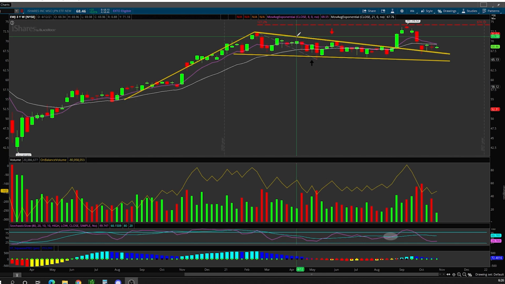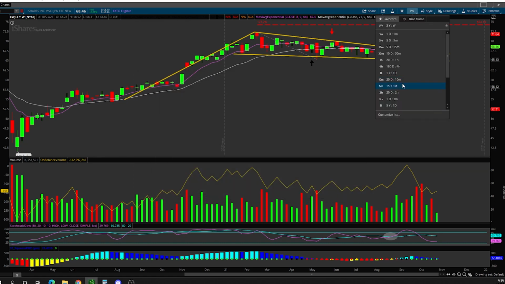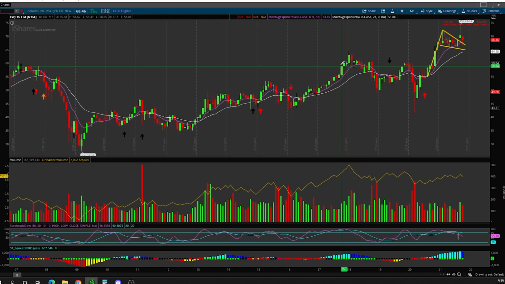Again, just to recap everything, always start on the monthly time frame. And real quick, make sure to use these indicators: 8 EMA, 21 EMA, on balance volume, stochastic slow, and the TTM squeeze. But always start on the monthly time frame. This is going to give you the bigger picture, which is what you want when you're swing trading. You don't want to be laser focused on only the daily time frame because you're going to be missing so much more to the puzzle. So start on the monthly time frame.